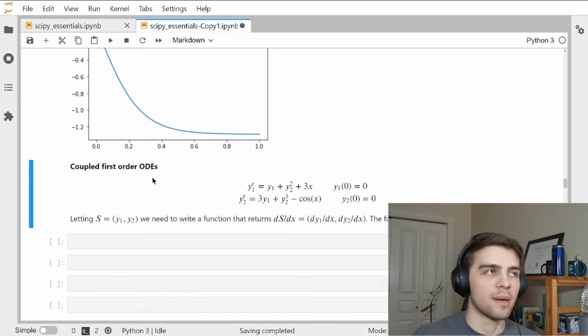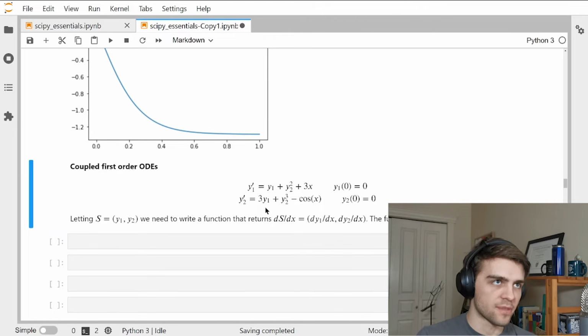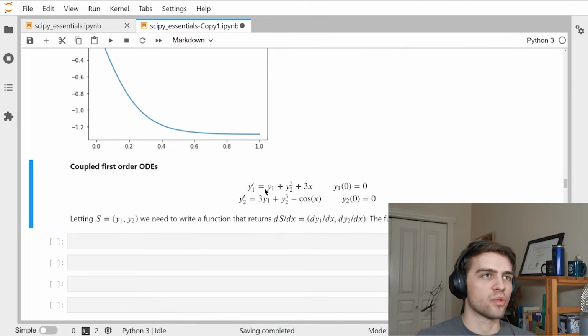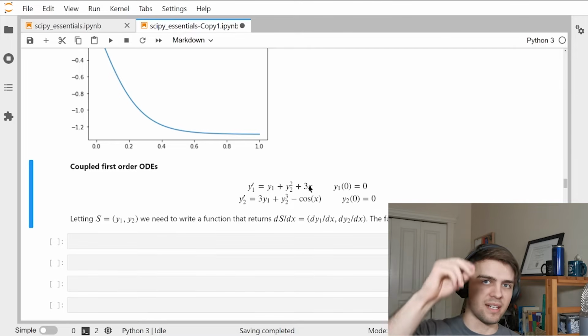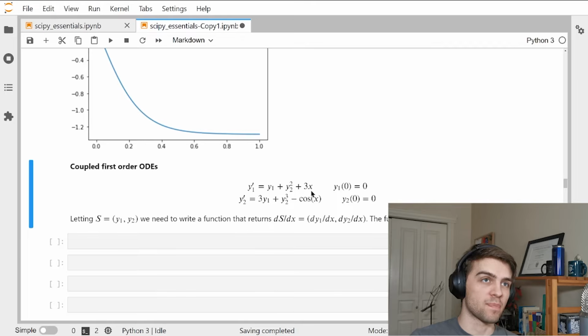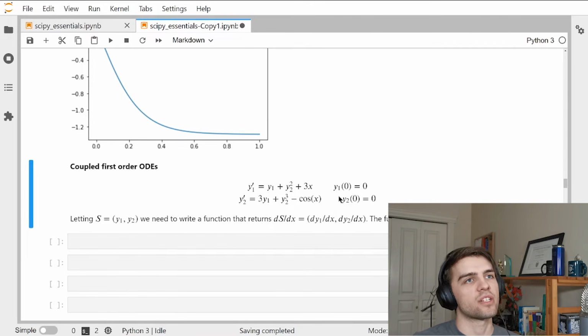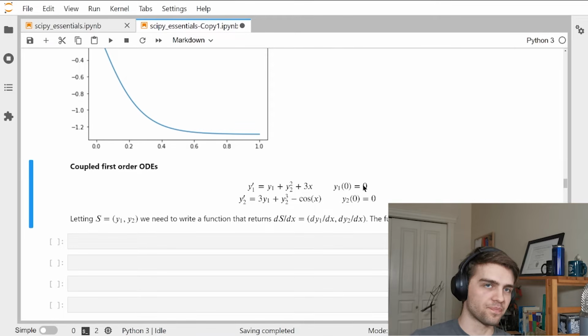Now, this is what I'm talking about with coupled first-order ODEs. Of course, it only involves the first derivative, but now I have variables y1 and y2. You can see that the y1 derivative depends on y1, y2 as well, and also x, being the dy dx, right? The differential equation is with respect to x. And I have an initial condition for y1 and an initial condition for y2. So how do you solve this coupled differential equation?